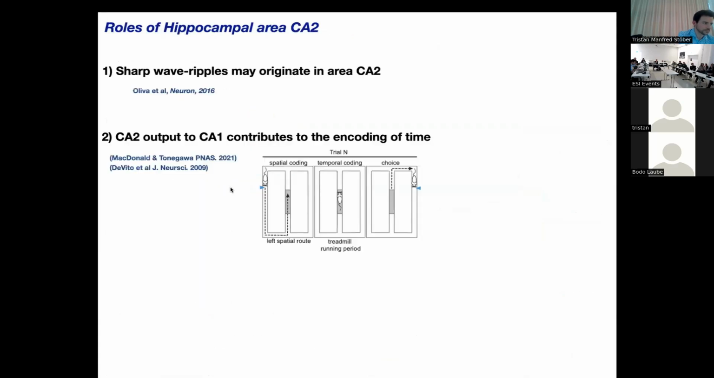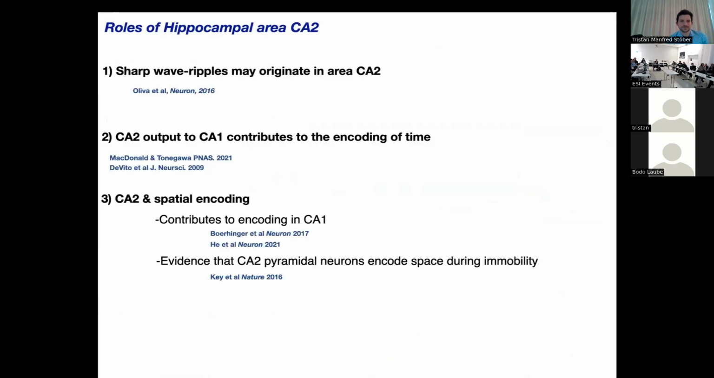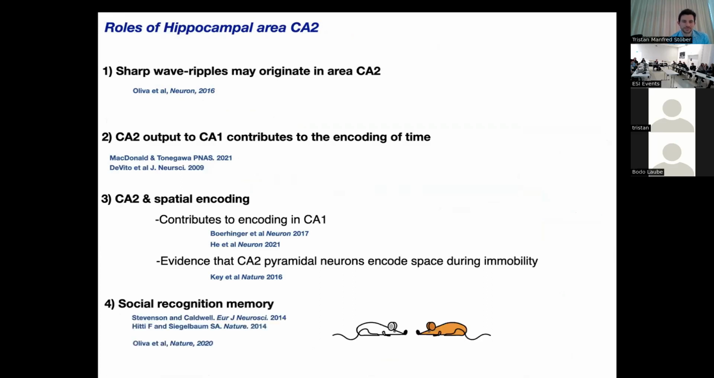Tom went through this way better than I could, about all these sharp wave ripples and all the things we've learned recently about how CA2 contributes to spatial encoding, sharp wave ripple generation, and social recognition memory. So this area is small, but it seems to be playing an important role.